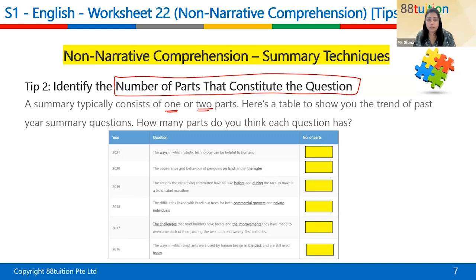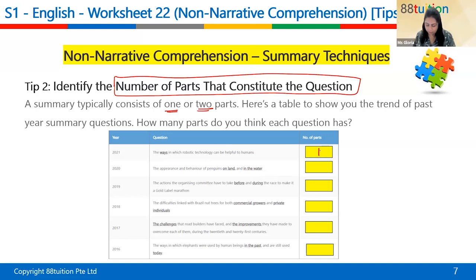Tammy, how many parts is that? All right, so for a question, we'll have 1 or 2 parts. For example, if I tell you, give me the pros and cons of smoking, how many parts is there? 2 parts, because you need to talk about the pros and the cons. Give me the successes, failures and challenges that teachers face. How many parts is there? 3 parts. You got it, Tammy? So how many parts does this question have? 1.